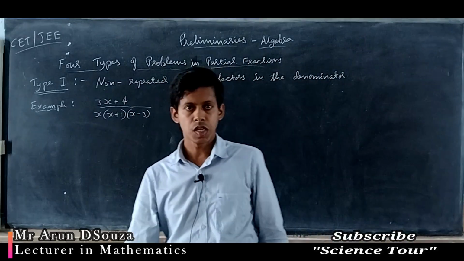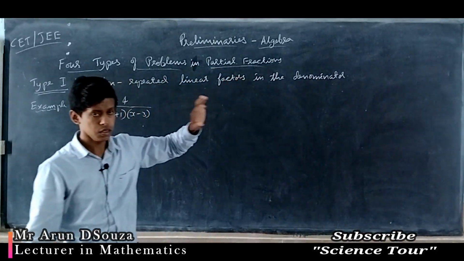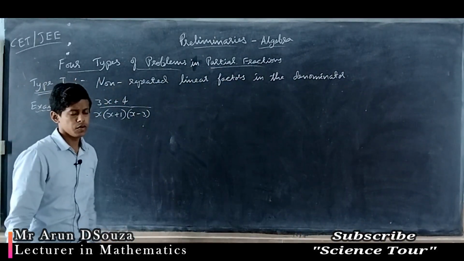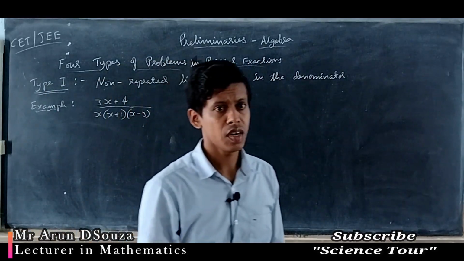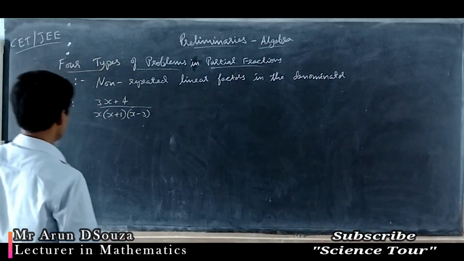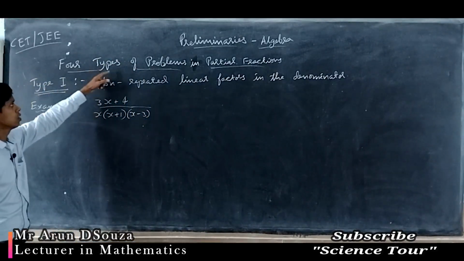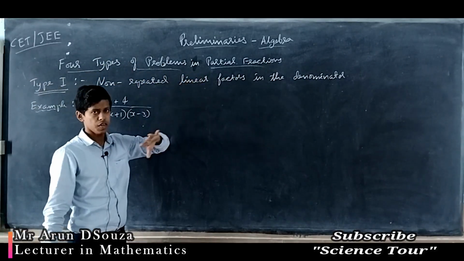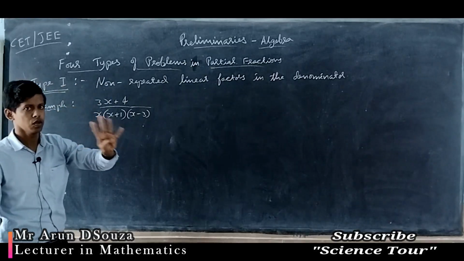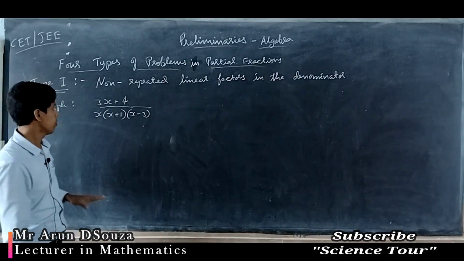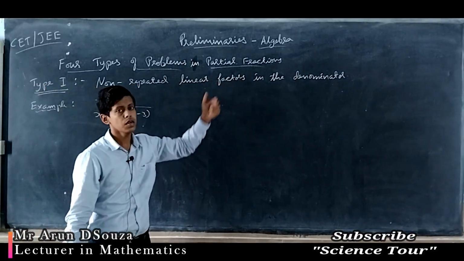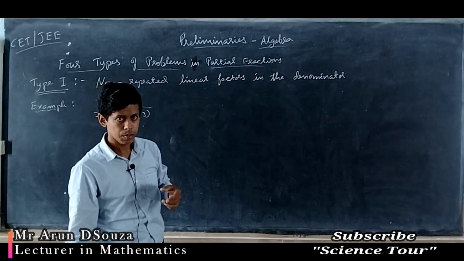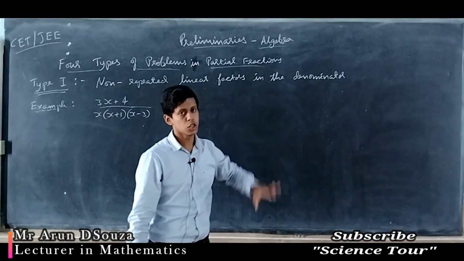Let us continue with the partial fractions. As we have learnt 5 formulas, let us divide the problems into 4 types here. There are totally 4 types of problems in partial fractions. You can expect totally 4 types in this. Now, the first type is non-repeated linear factors.